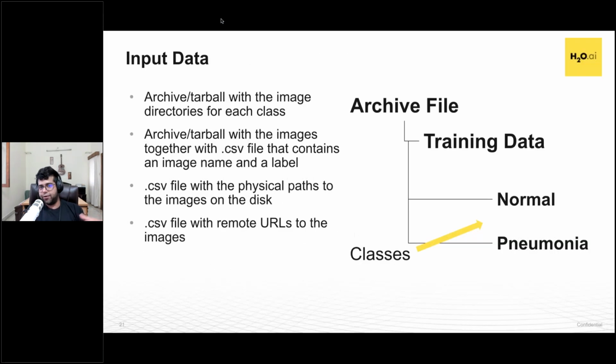So now I'll head over to the demo, but I just want to point out the different set of input formats that are currently supported. This is how I've picked up a few data sets. They contain an archive file, a zip file essentially, or a tar ball file that contains the training data, and the classes are separated by the folders. You could also have these in different CSV files that have the physical paths to the images on them, or these could include remote URLs to the images. So now I'm just talking about how Driverless AI as a software expects inputs at this moment for image problems.